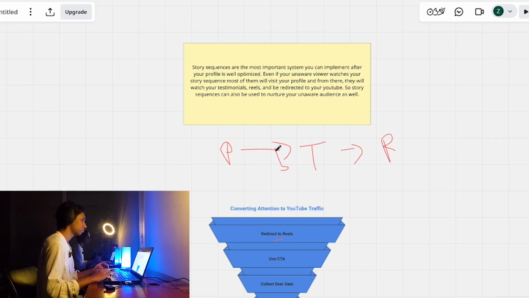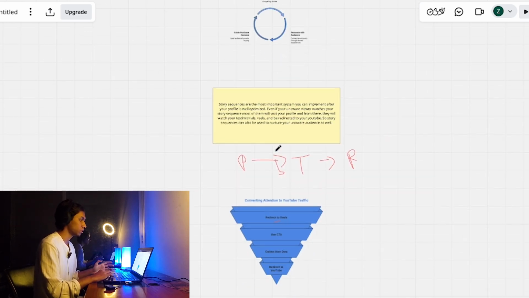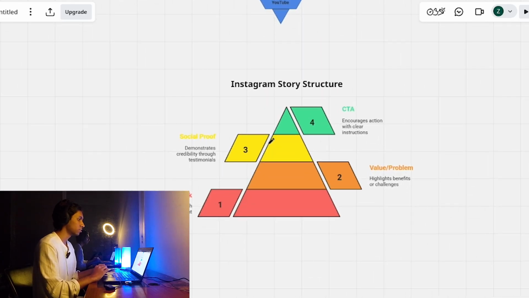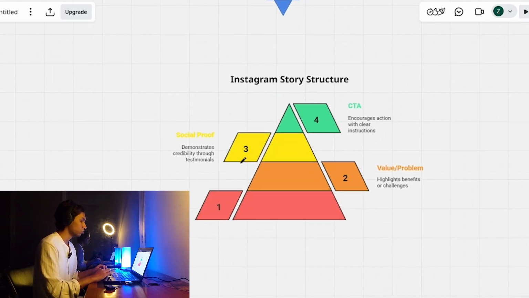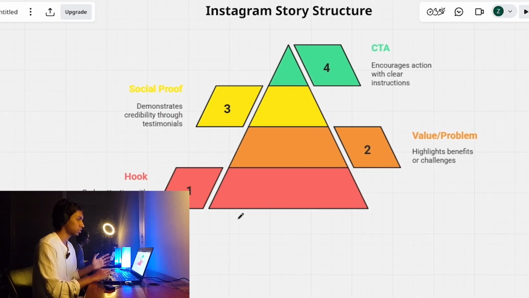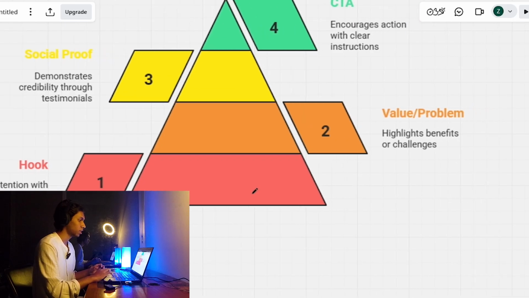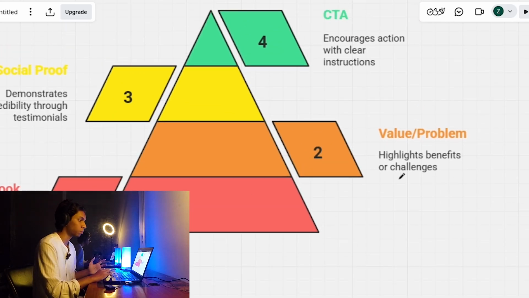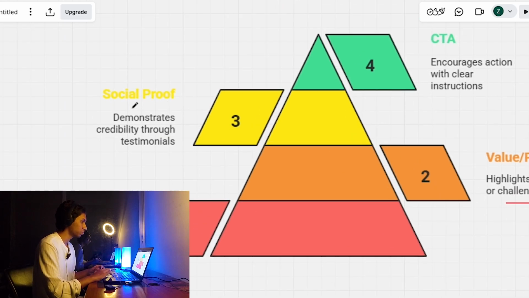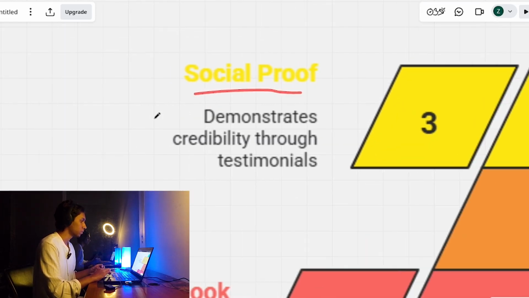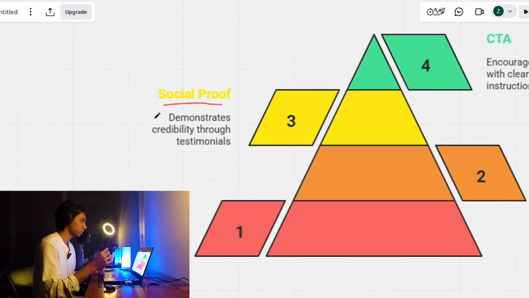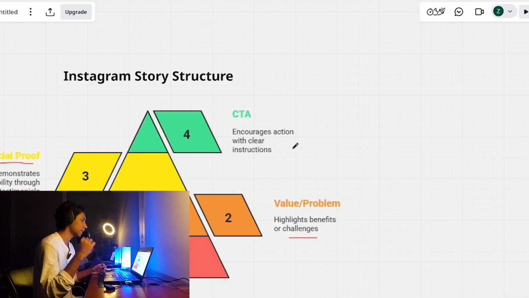Now that we understood how story sequences work, let's dive into the Instagram story structure, right? So usually it is up to 4 or 6 stories. It works something like this. You use a hook to grab their attention, then you introduce a value or a problem to highlight benefits or challenges, then use social proof. This is very, very important, right? So you demonstrate that your solution actually works in the market. Social proof is very important. And finally, use a CTA which guides them to your VSL or landing page.